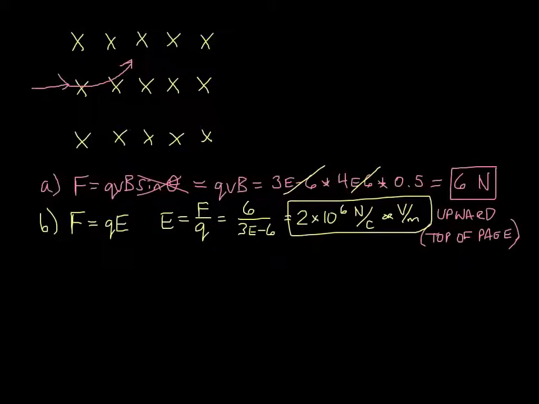And what's the direction of the electric field? It's much easier to figure out than for magnetic fields, because for a positive charge, the direction of the field is in the same direction that you want to apply the force. So since you want to apply the force downward toward the bottom of the page to cancel out the upward motion, you can just say that is also the direction of the electric field, downward toward the bottom of the page.